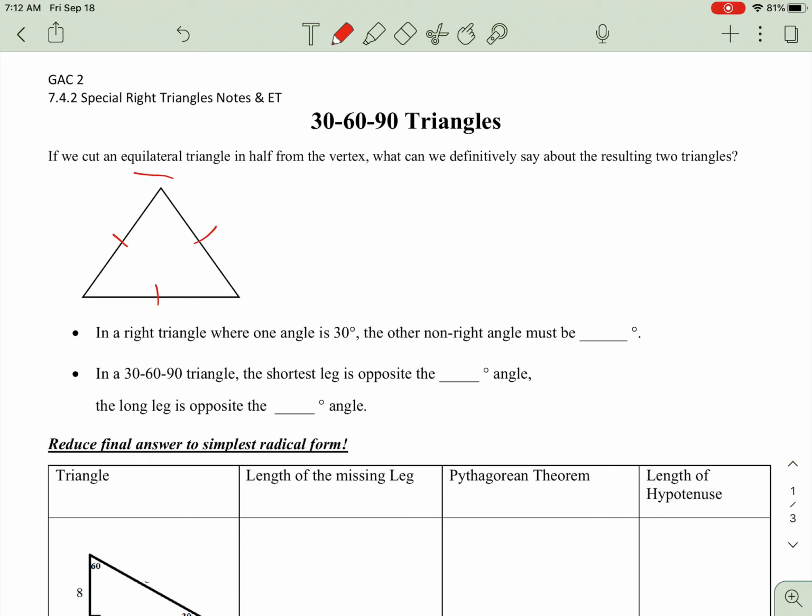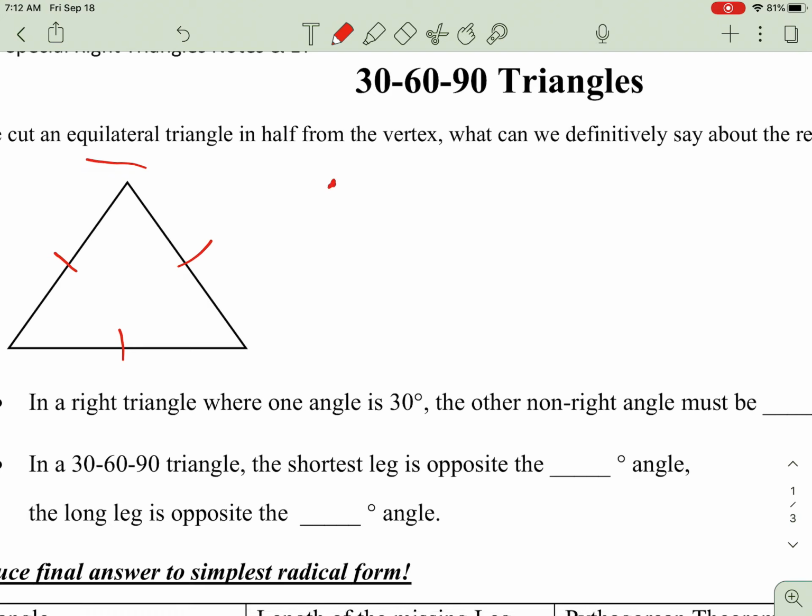Okay, so what I want you to do is take a minute, pause the video, look at this example, and see if you can come up with, just like yesterday, the bullet points of what we can definitively say if we draw a triangle or if we cut it straight in half. All right, so take a moment, pause the video, and we'll talk about it in a second.